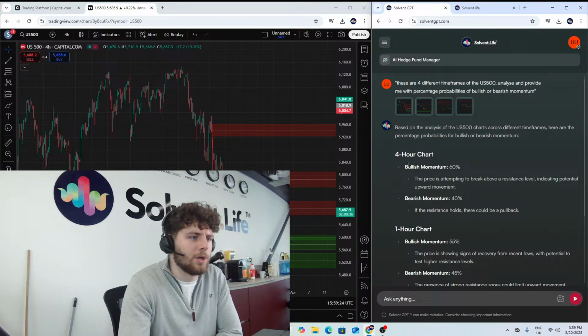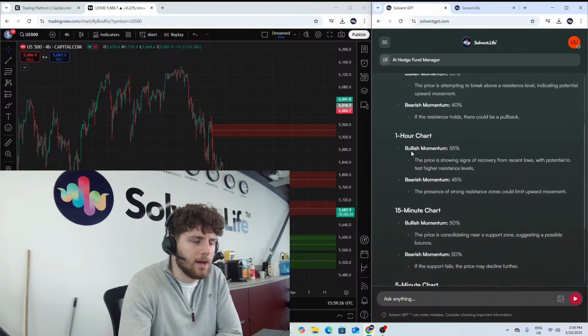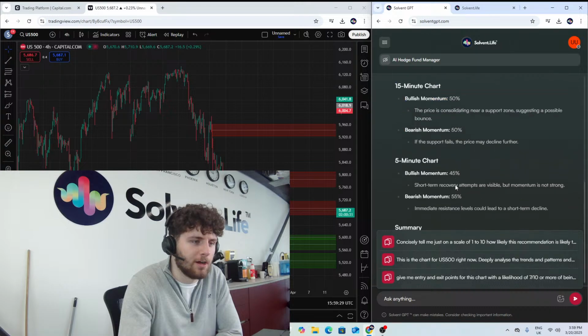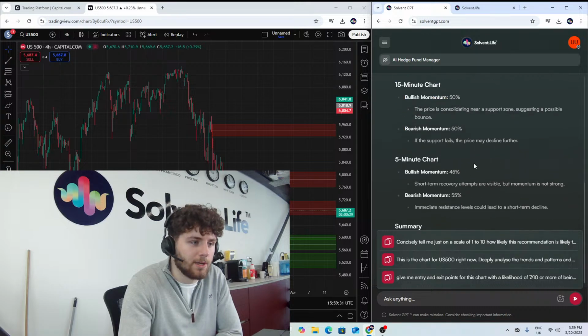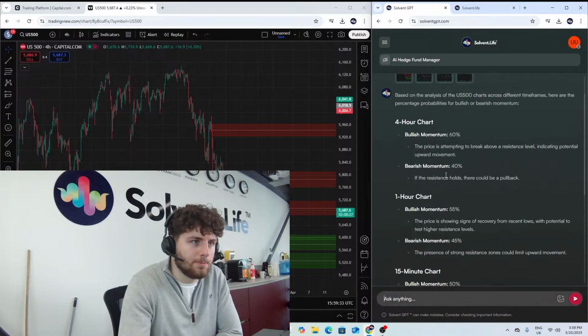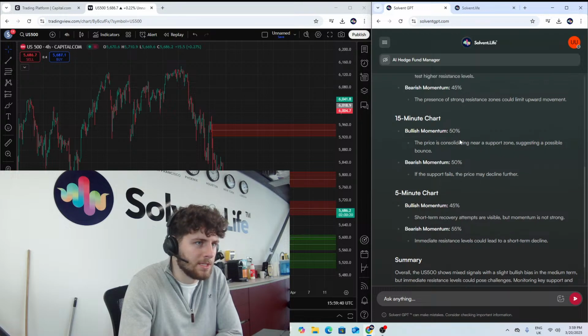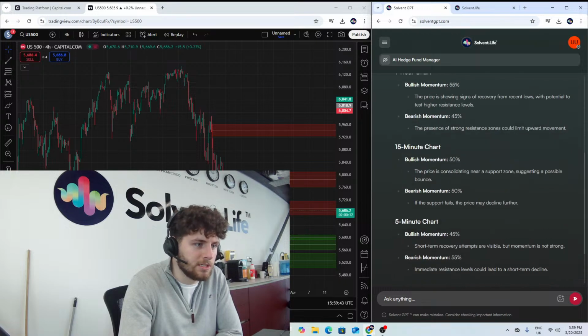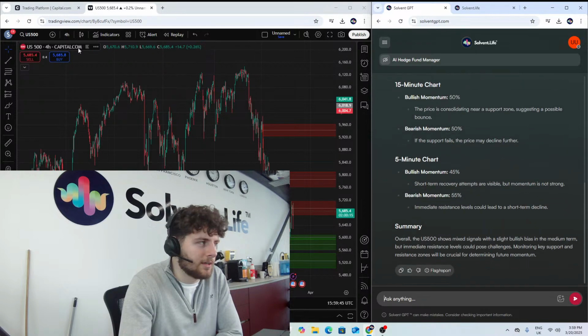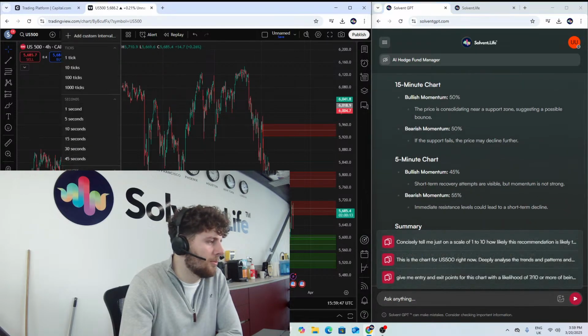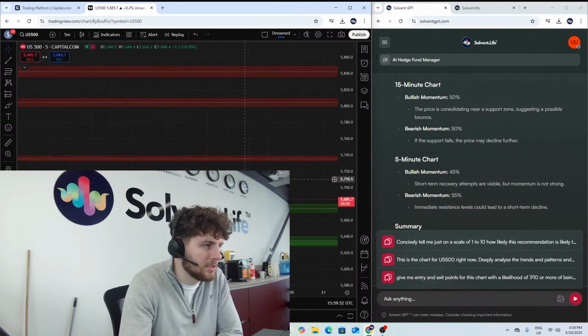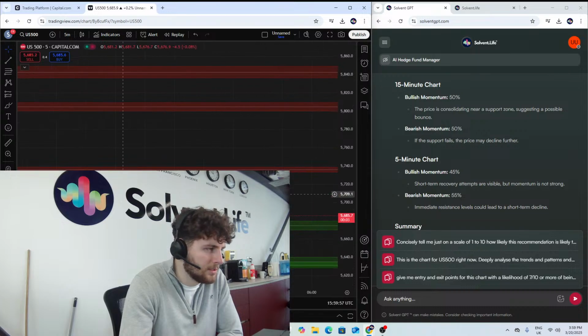So 4-hour chart, we're looking at 60% for bullish, 1 hour down 5% to 55, and dropping. So continually dropping. Every time we go down a chart, we lose 5% for the bullish momentum, going from 60 to 45. Okay, this is interesting. Now, as a trader looking to enter the market, we can definitely think about looking for a short here.